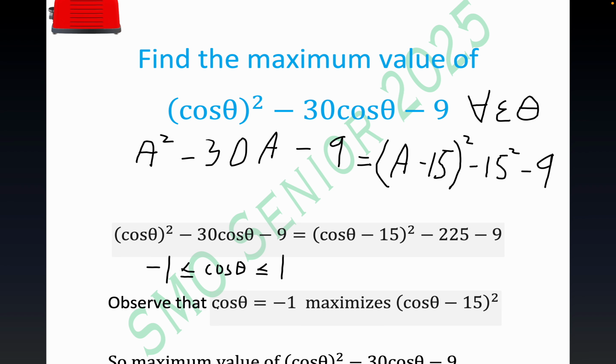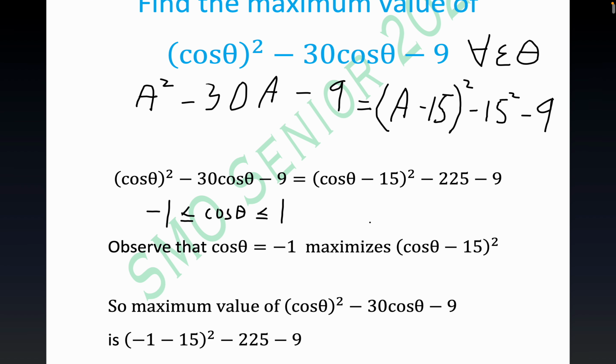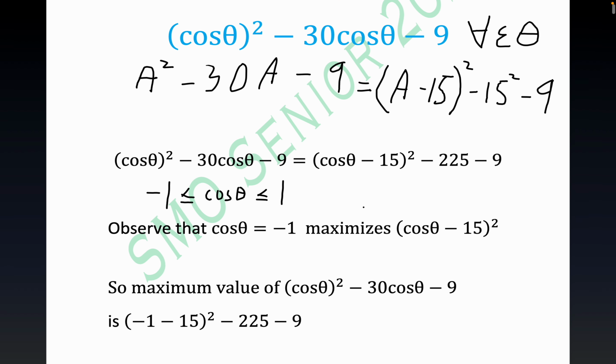What is important is that -1 will make this expression as big as it can be. If you put a -1 right here, you get a -16 quantity squared. And that's when this part is going to be as big as it can be, which in turn will make the whole thing as big as it can be. Okay, so that's exactly what I said right down here. You just take this -1 and put it in here.